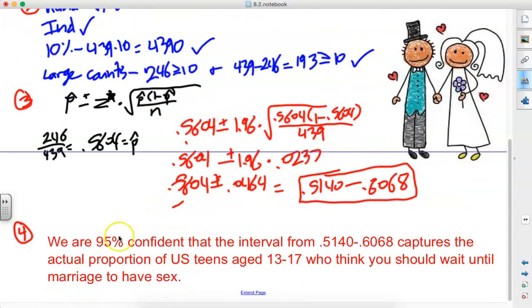The last thing is to interpret. Now we can use our little phrase. We are 95% confident that the interval from 0.5140 to 0.6068 captures the actual proportion of U.S. teens aged 13 to 17 who think you should wait until marriage to have sex. All right, so that's confidence intervals.